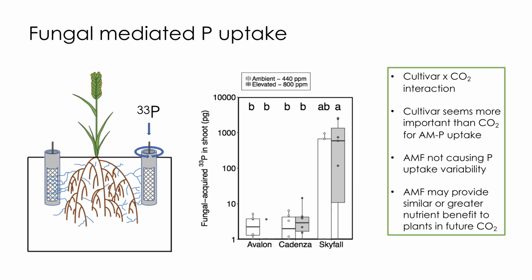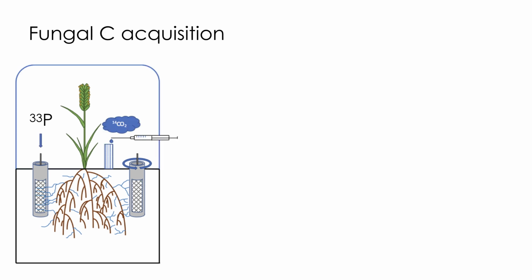And perhaps this is encouraging. It seems that mycorrhizas might provide similar or greater benefit to their plant partners in the future, CO2, with the caveat that this is very dependent on cultivar. And how about in the other direction? What's this trade for carbon going to the fungi?